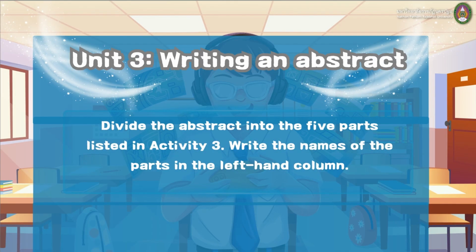Divide the abstract into the 5 parts listed in activity 3 that I mentioned a while ago: the background, the aim, the approach, the results, and the conclusion. You have to divide the article that I showed you a while ago into 5 parts with the things I mentioned: the background, the aim, the approach, the result, and the conclusion. Okay, thank you.